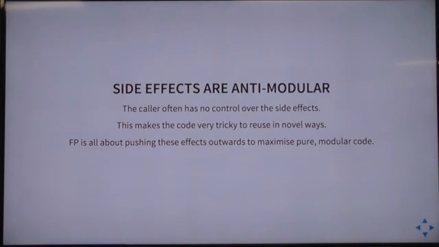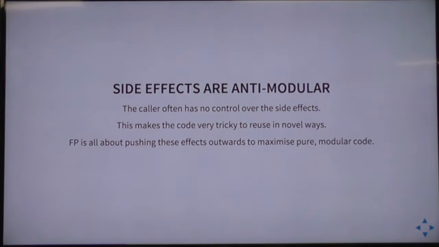So I think the main point here is that I'd argue that side effects are anti-modular, because the caller doesn't have any control over these. If somebody wants to write an abstraction that for some reason decides not to charge the credit card, maybe it's a discount thing or something like that, it's very hard for them to do that but still produce a cup of coffee. And it makes our code really hard to reuse, in ways that we didn't expect as the library implementer.